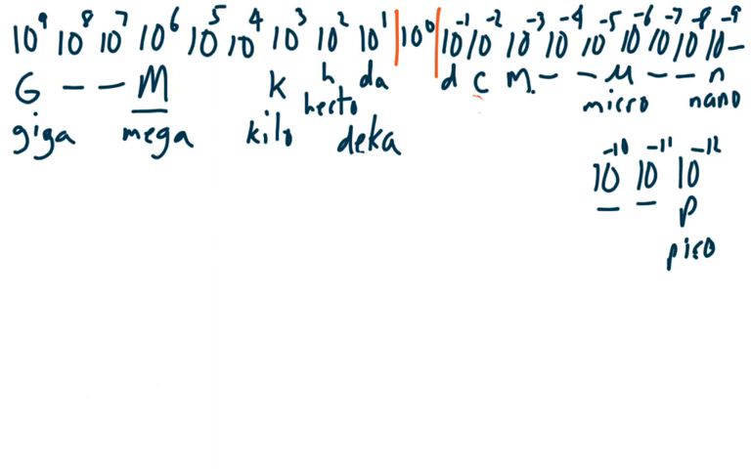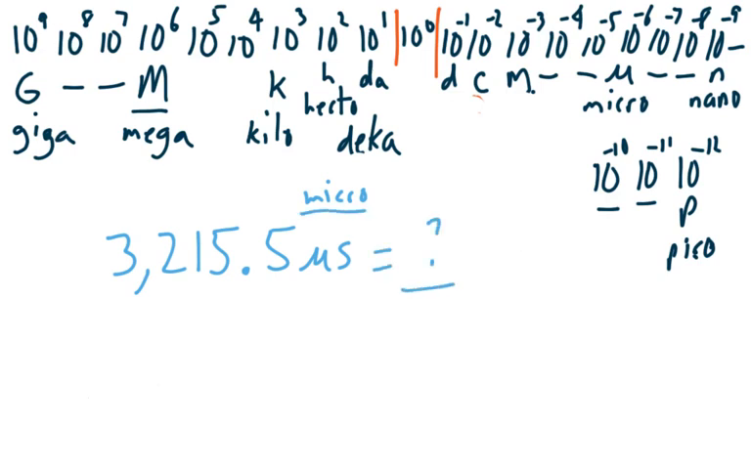All right, let's say I had 3,215.5, and let's call this microseconds. Okay, microseconds. That's the micro symbol. And let's say I wanted to convert this to centiseconds. So the first thing you do is find where you are on the grid. Well, micro is all the way over here at 10 to the negative 6. Centi is all the way over here at 10 to the negative 2. So we are at micro and we want to go all the way to centi.